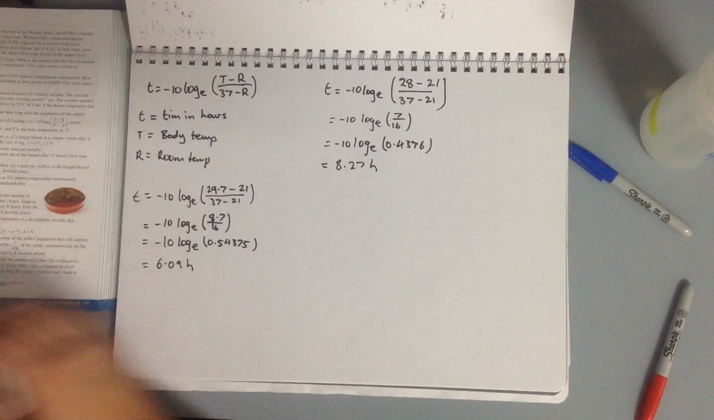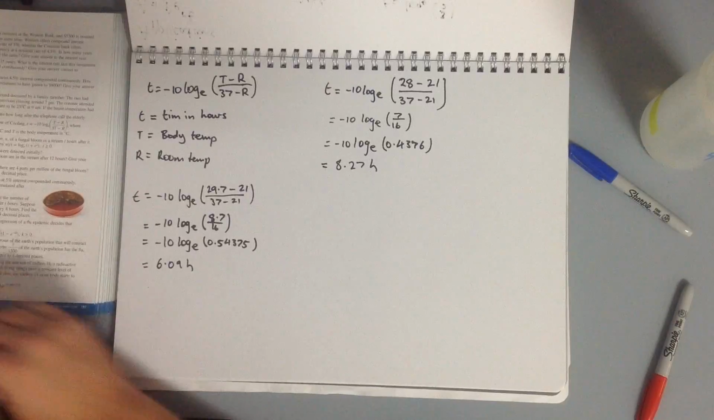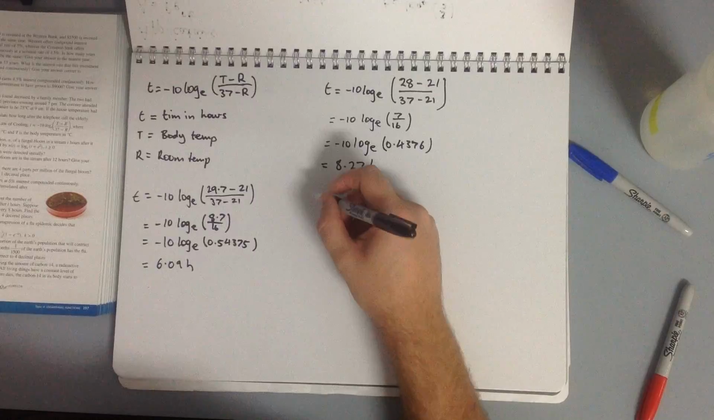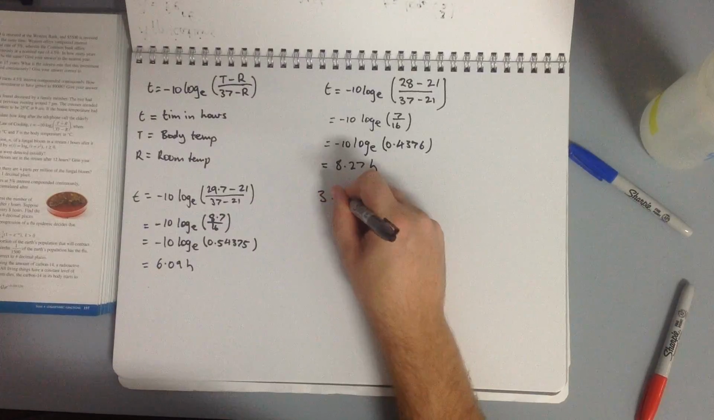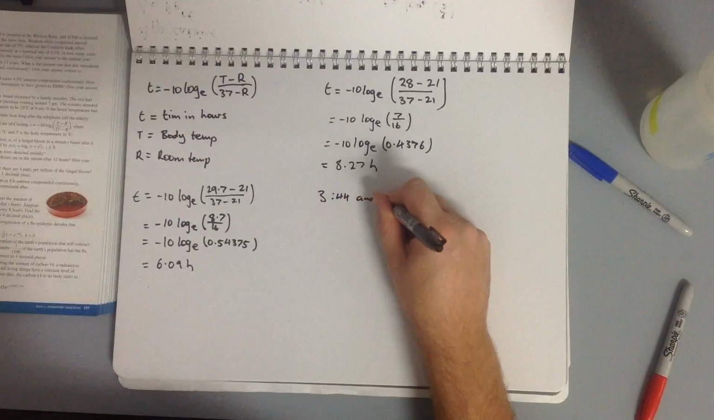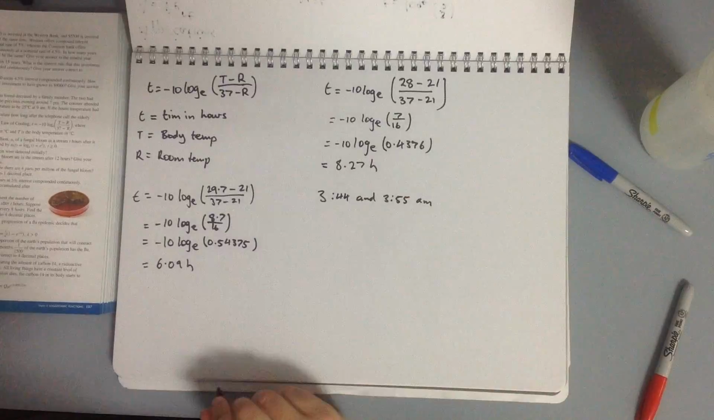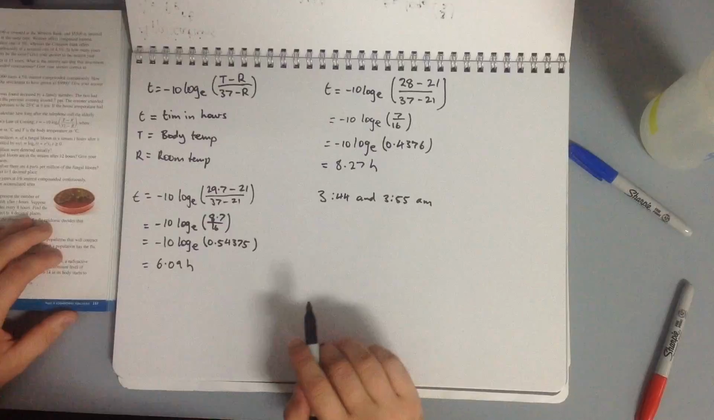When we determine the time for each of those, we actually get that the time of death is between 3:44 and 3:55 a.m. So you get a reasonably accurate range of times there.